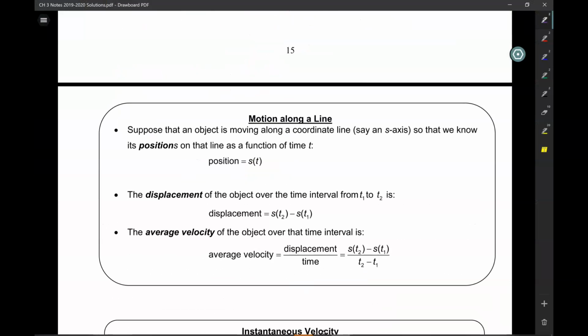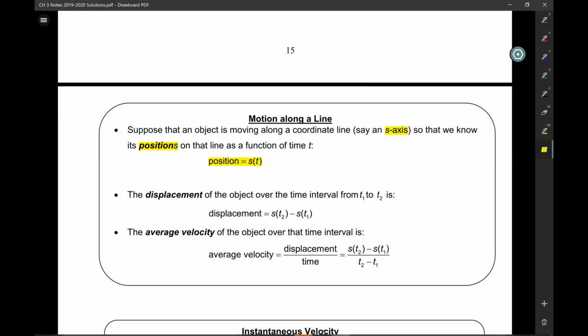Okay, so let's define some variables here. Suppose an object is moving along a coordinate line, like an axis. We're going to use the variable s. So instead of x-axis, we're going to call it an s-axis, so that the position is going to be given to us as s of t. So the name of the function is s, the variable is t, and s will be position. X is just used for so many things.